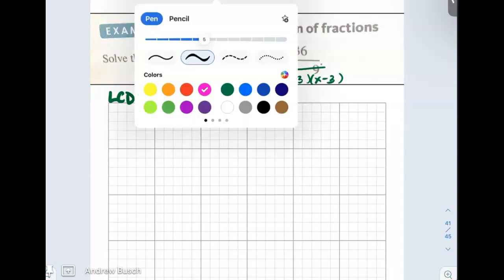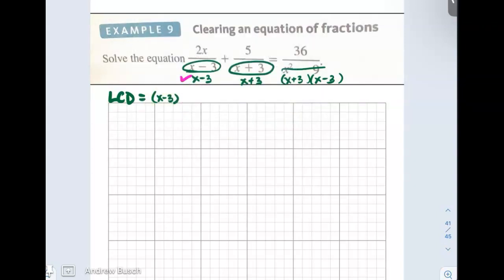So I've got that one. Now I look at my second fraction, it needs an x plus 3. So I look at my LCD. Do I have an x plus 3? No. So that means I need to add on an x plus 3. So now I've got that one.